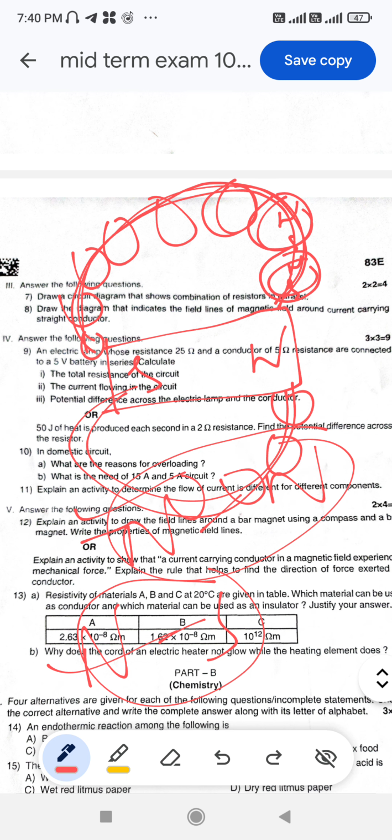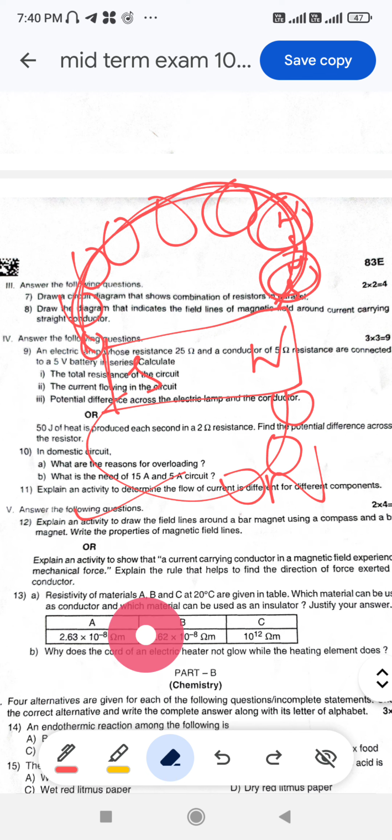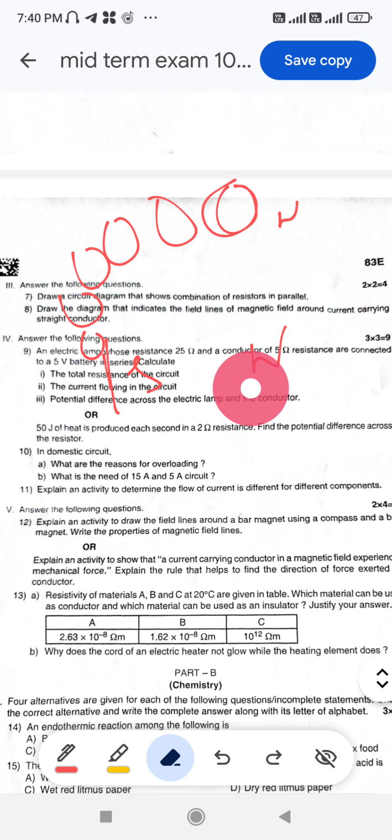This shows the magnetic field lines around a bar magnet, right. Okay, this is the answer. This activity is about the bar magnet with the compass needle.